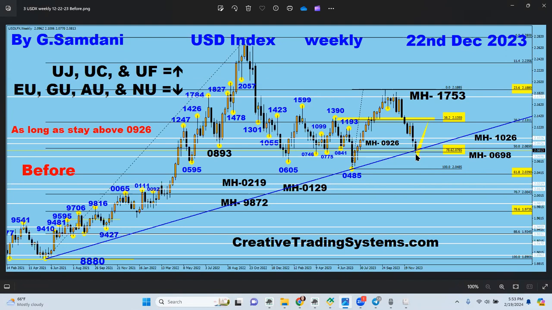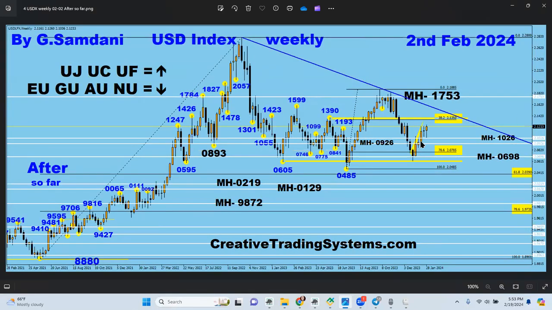That's where I made the chart that we're probably going to drop to this 0698 and then go back up to 1390. This chart was made on 22nd December 2023. Now the opposite will happen. These four pairs will go down, because the US dollar index going to the upside means the USD is getting strong. So these four pairs where the USD is on the right-hand side will be dropping, and these three will be going to the upside.